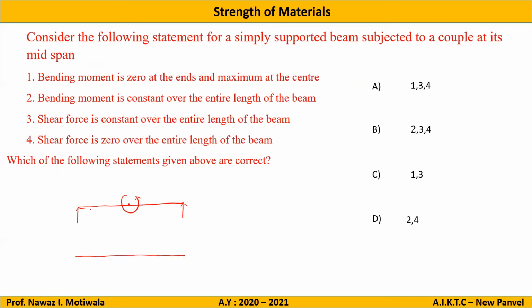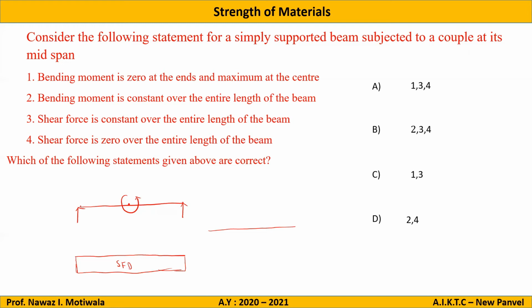So if I draw the shear force diagram, it will be like this. There is a vertical force, then there will be a vertical line. Then there is no load, so it will be a horizontal line. And again, there is a vertical load, which means a vertical line. So this is SFD.